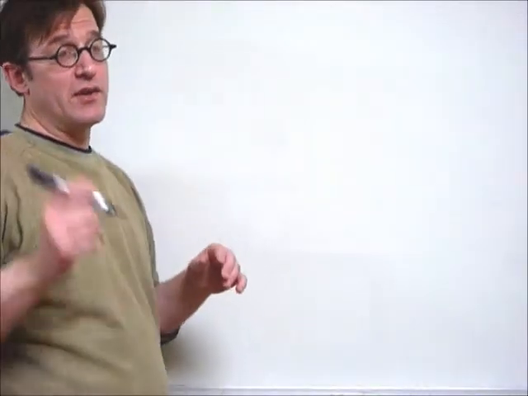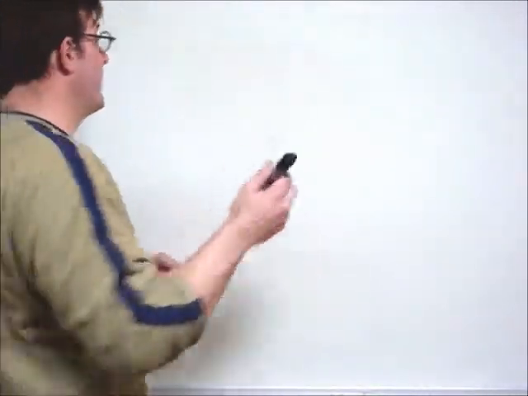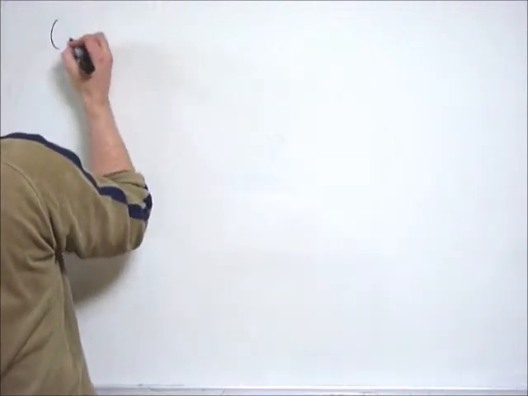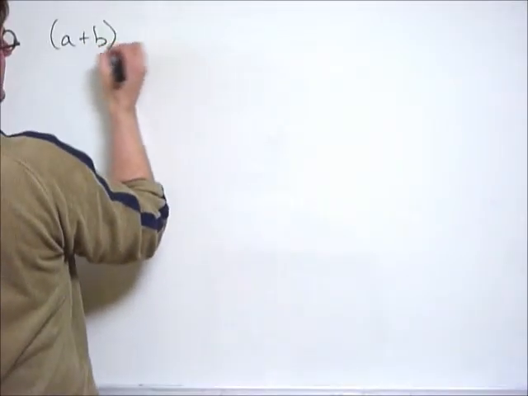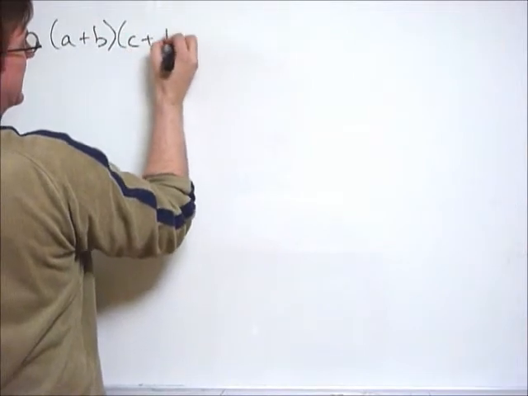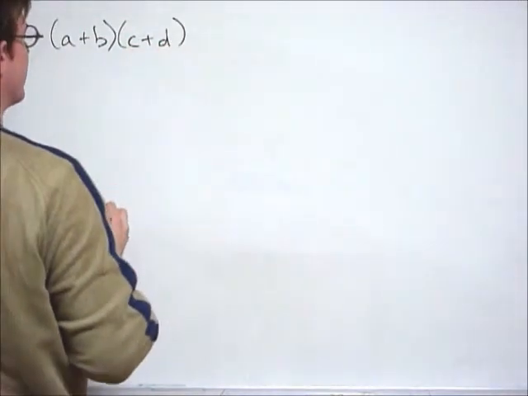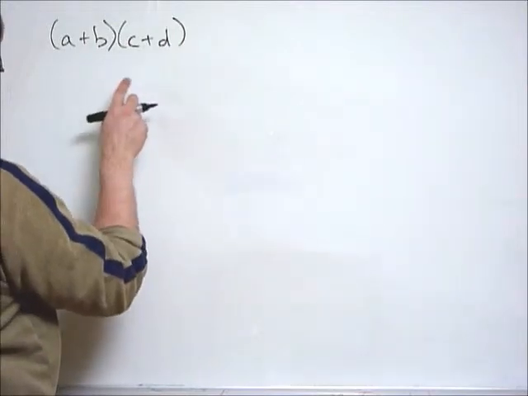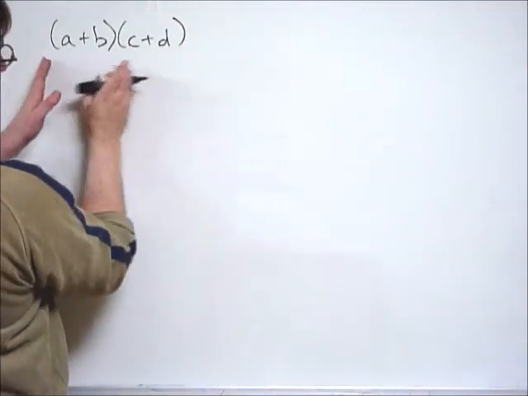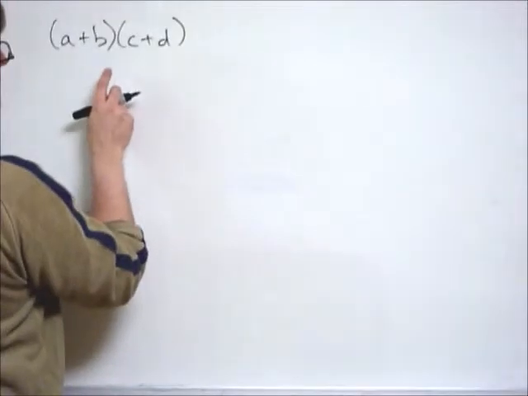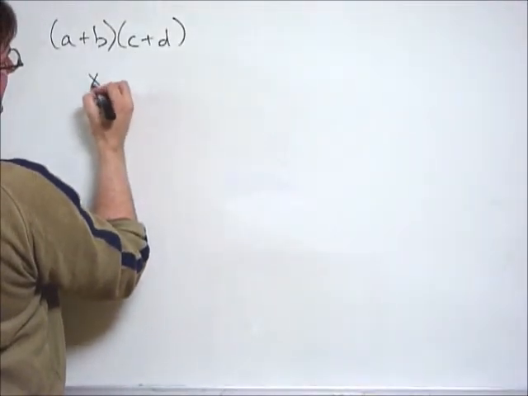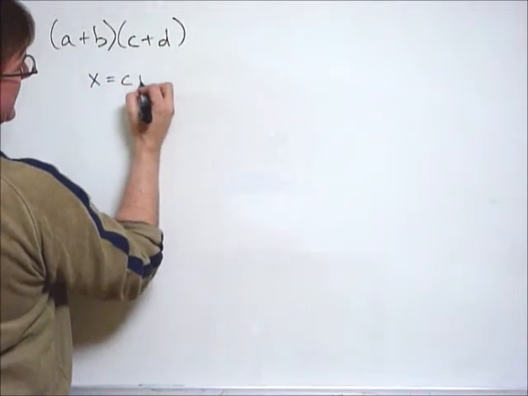So I'm going to show you. The first item was FOIL: first, outside, inside, last. If you've got (A + B) times (C + D), how do you do this? Well, we know how to do the distributive property if there's just one thing outside of the brackets. So let's make just one thing outside the brackets. Instead of C + D, let's say X. So X equals C + D.